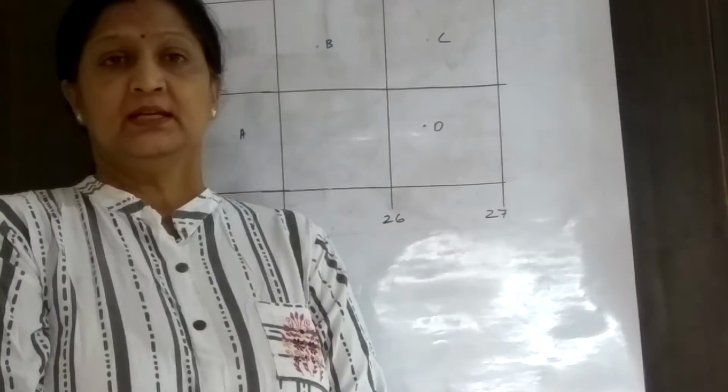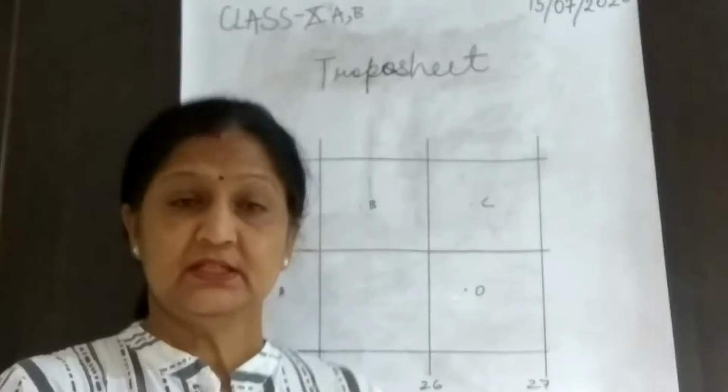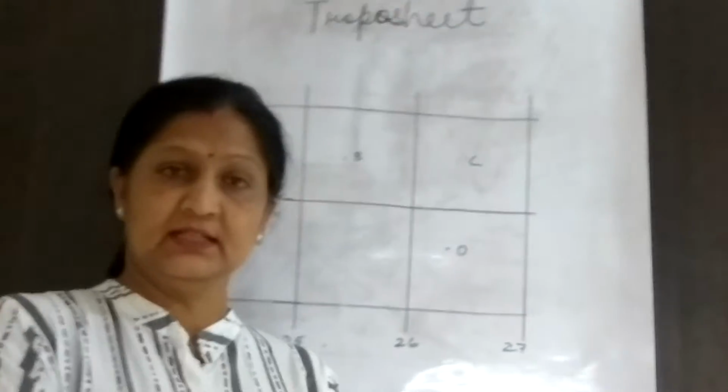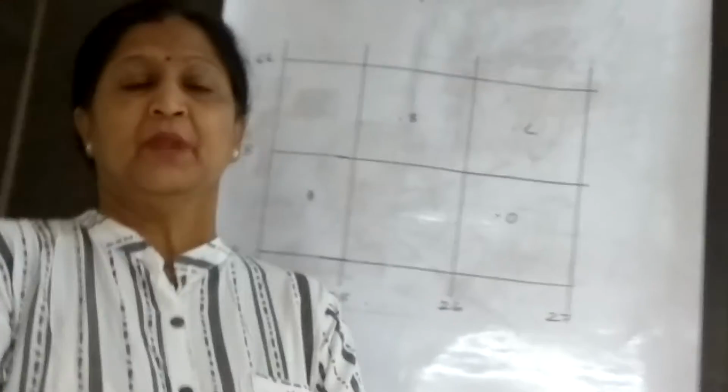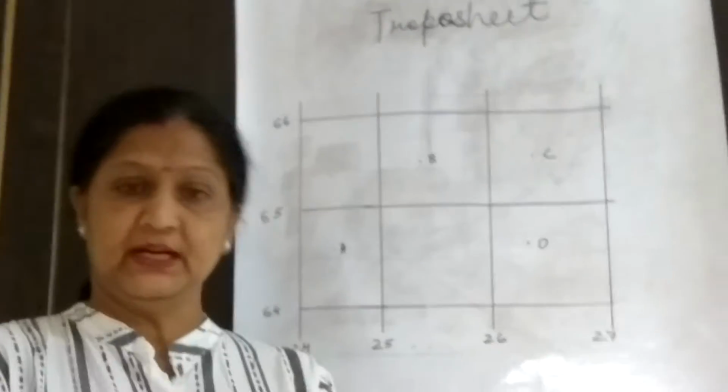The whole of India is divided. The whole India topo sheet was prepared, and if you see in the figure, the marking was done over there so that if a particular area of a topograph is taken, it means that region, that particular topograph. Now we have to see two types of grid reference, the 4 grid and the 6 grid.